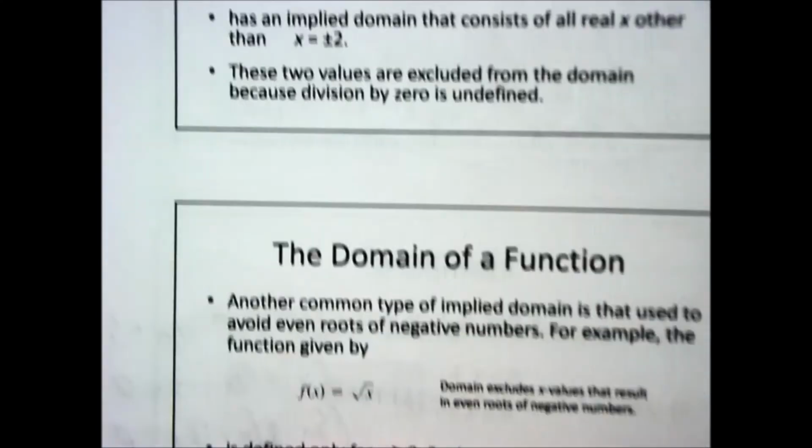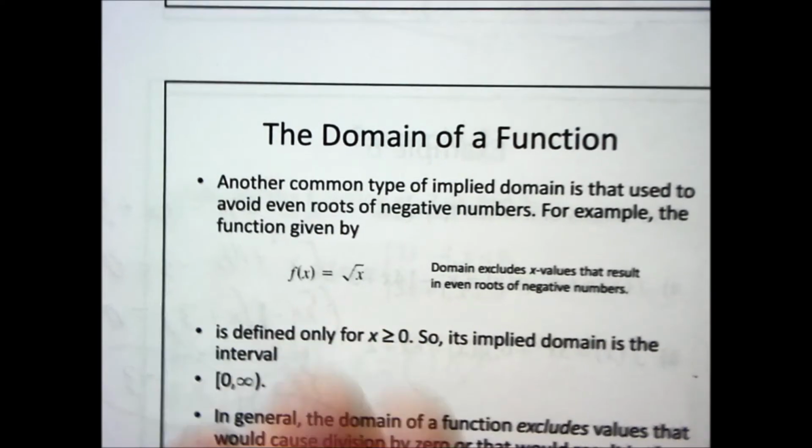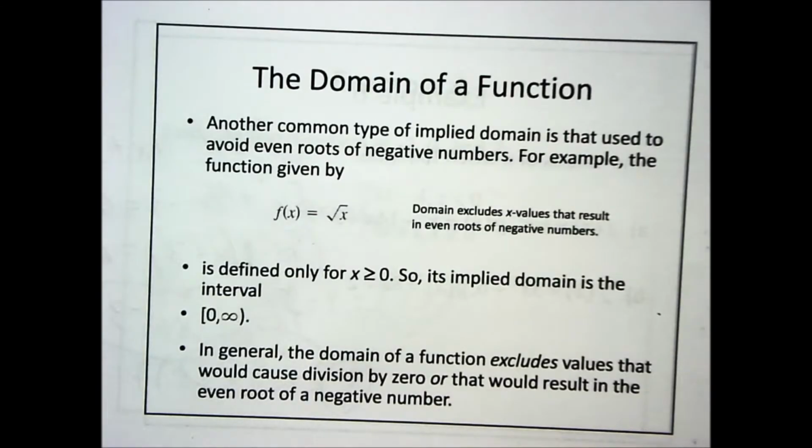What about if I have a square root? What can I not have there? 0? I can have 0. Square root of 0 is 0. You can't have a negative number. Can't have anything smaller than 0. So your domain is everything larger than or equal to 0 under that radical. So x is greater than or equal to 0.